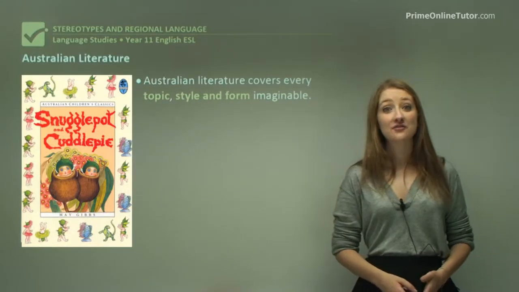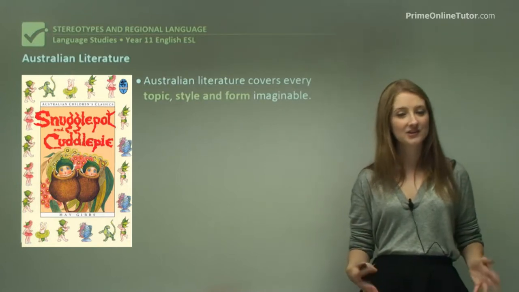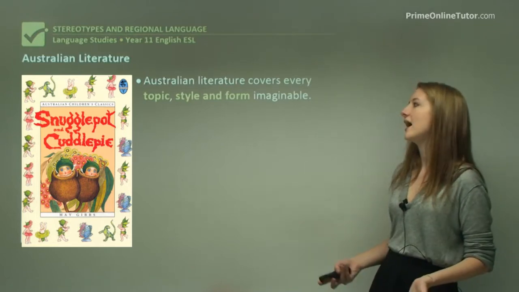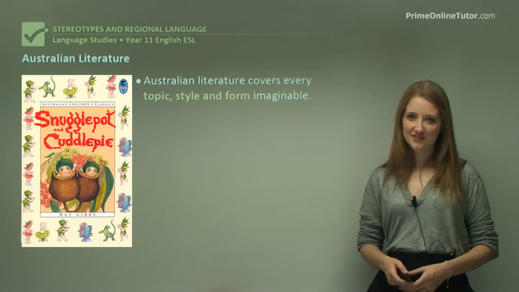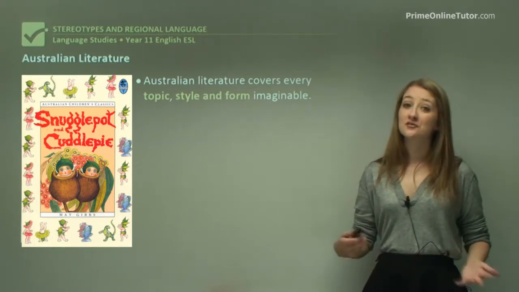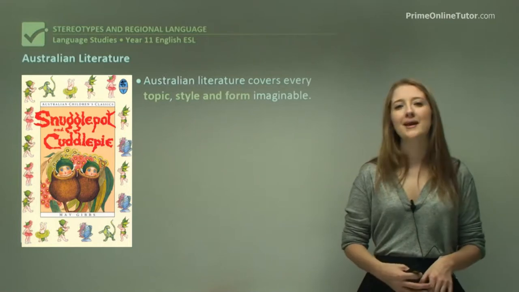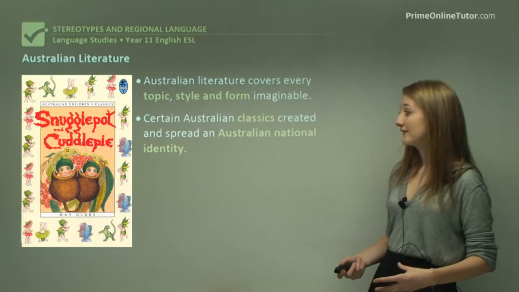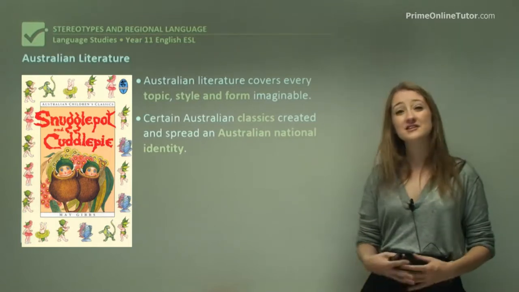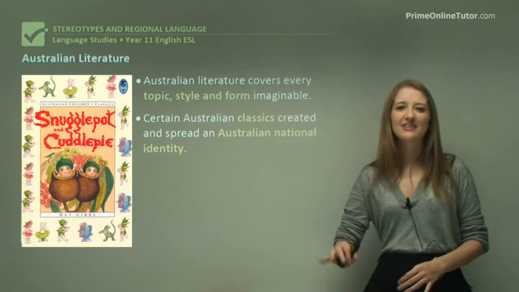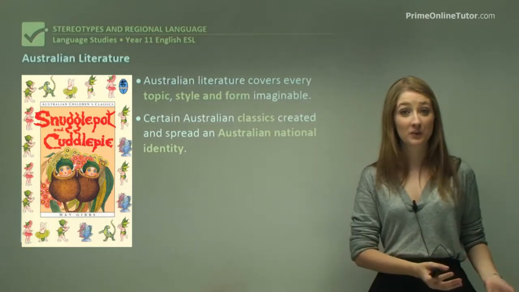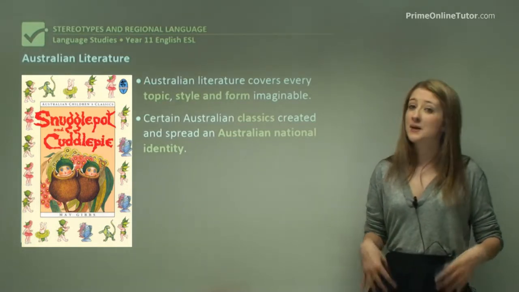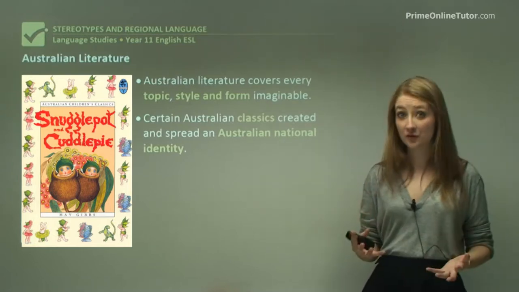So now let's take a look at specific examples of this Australian language in literature. Australian literature covers every topic, style, and form imaginable. And over your studies in ESL, you're going to become very familiar with Australian literature because it makes up such an integral part of your study. Certain Australian classics created and spread this idea of the Australian national identity. And that does make up some of the images we were looking at before, but also the idea of the fair go, democracy, people battling in the bush, making their lives good through hard work.